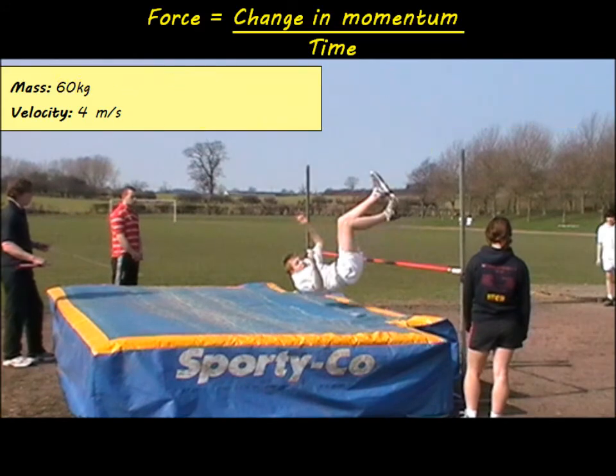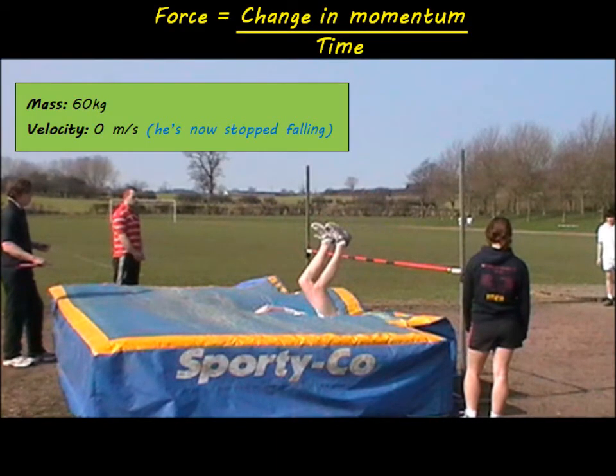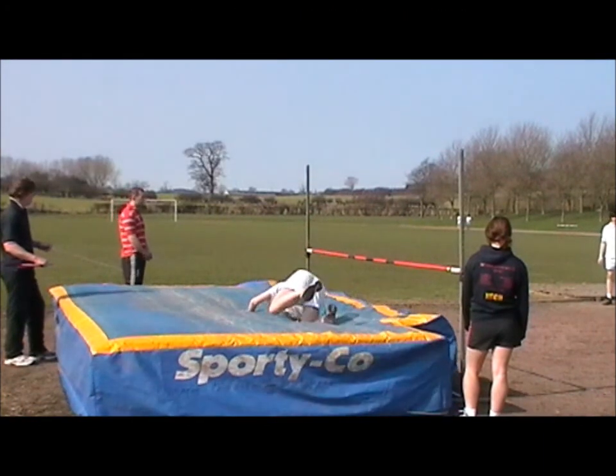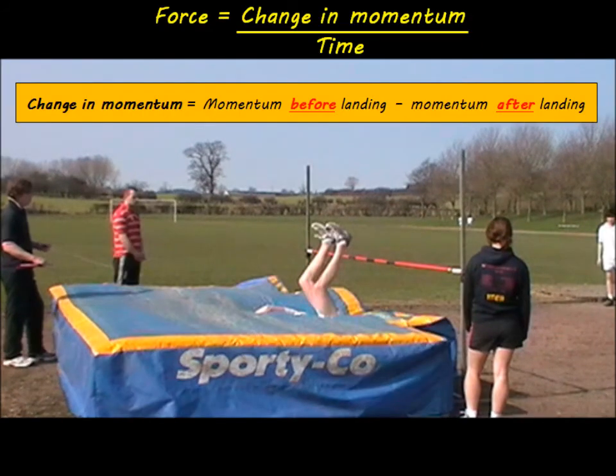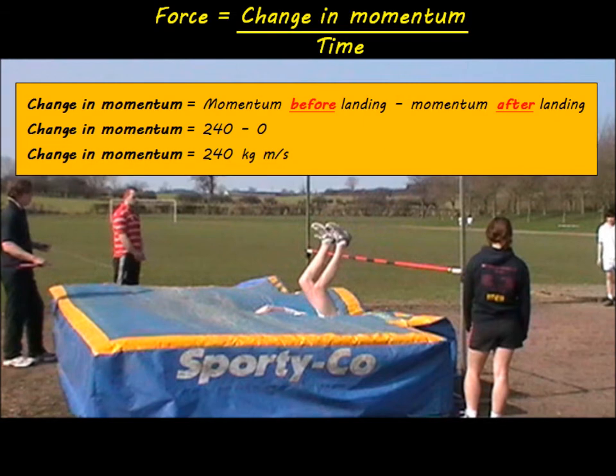So let's calculate his momentum before he hits the crash mat. He has a mass of 60 kilograms, a velocity of 4 meters per second, and therefore he has a momentum of 240 kilogram meters per second. Now when he's landed, so when he's stopped falling, he's now got no velocity, and therefore he's got no momentum. So to begin calculating the force, we first need to calculate the change in momentum. Before he landed, he had a momentum of 240 kilogram meters per second, and after he landed, he had a momentum of 0. So the difference between the two is 240 kilogram meters per second.